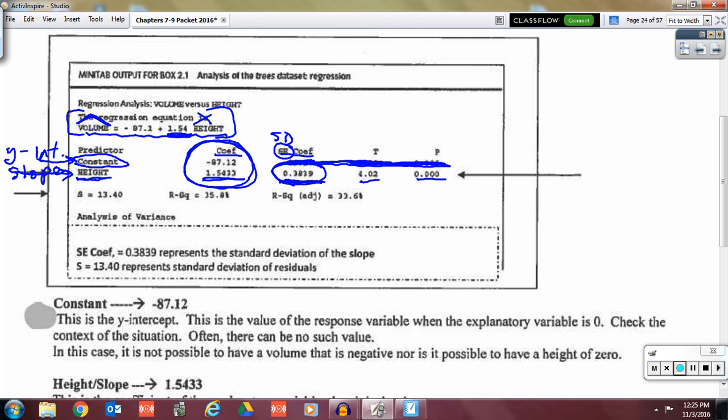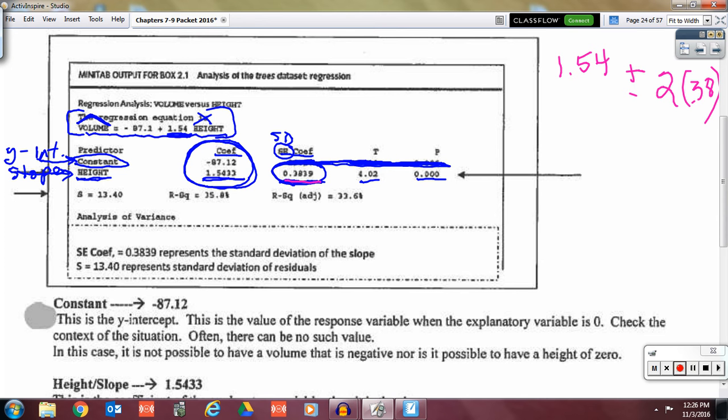So that number in this case is 0.3839. The slope I got was 1.54. You can add or subtract 2 of those standard deviations, and that's a range of slopes that I think would be okay. Past that, I'd consider it strange, an outlier.